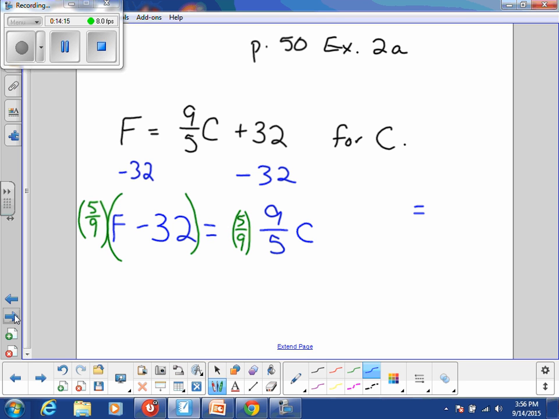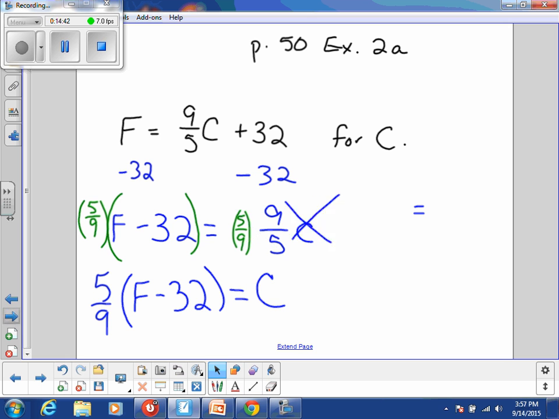And that means that you can see, let's see how they did it in the book. You should be looking at the top of page 50 also. Yeah, the easiest way to write it is just like this. 5/9 times F minus 32 equals C. Because these two fractions cancel each other out, leaves you with a coefficient of 1, just like you want.